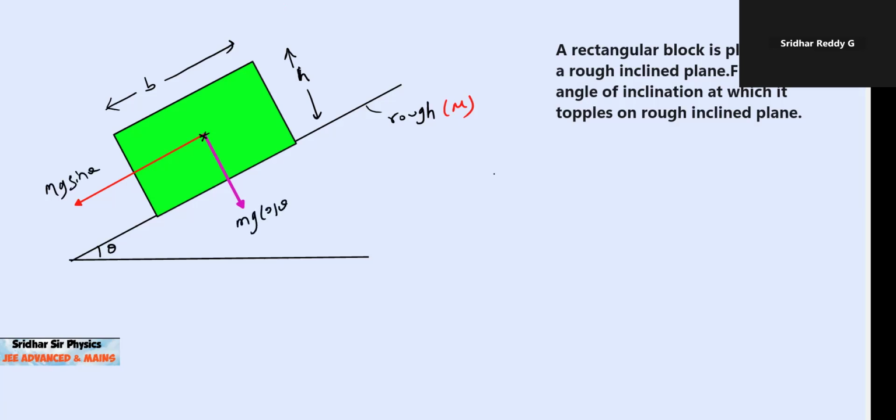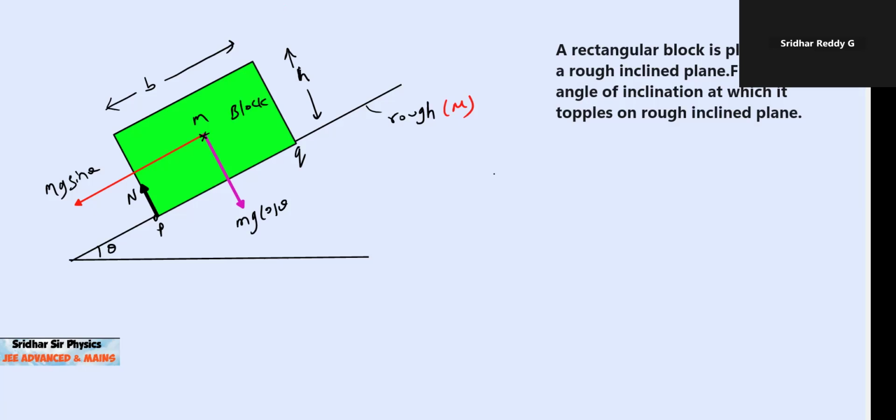Here mg cos theta. What about the normal contact? The normal contact will act through this point, which will take P and Q. Earlier it was a cone, no? Now we have brought the block. This is a rectangular block.